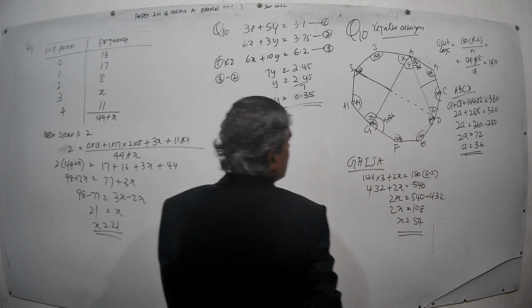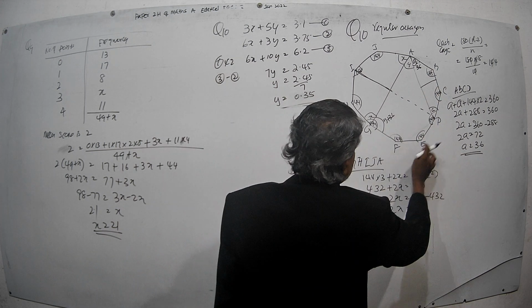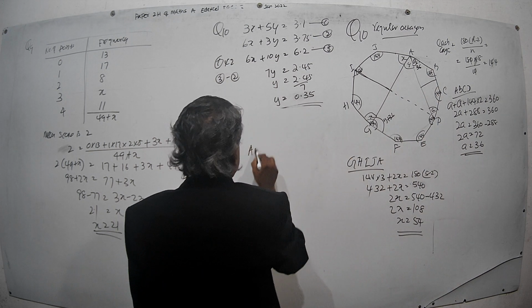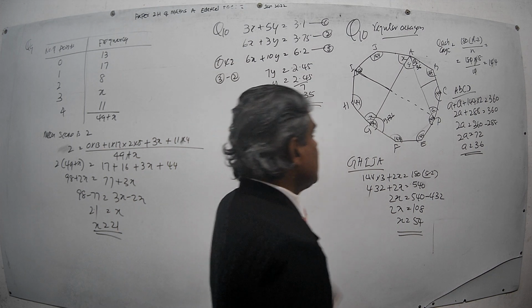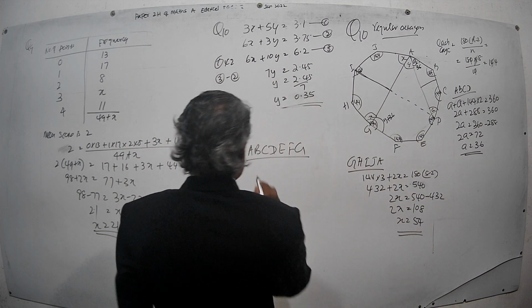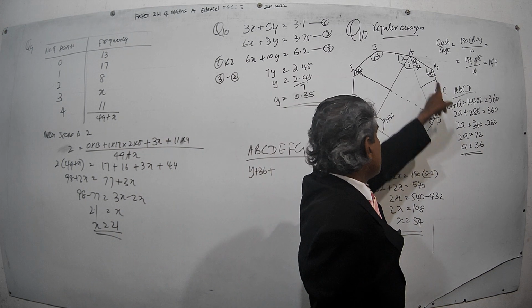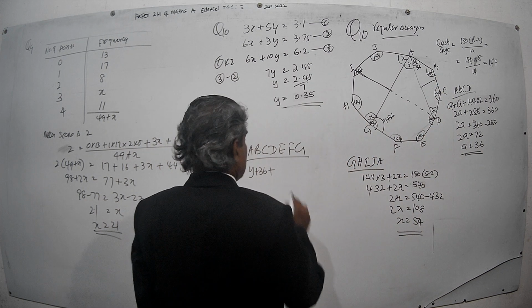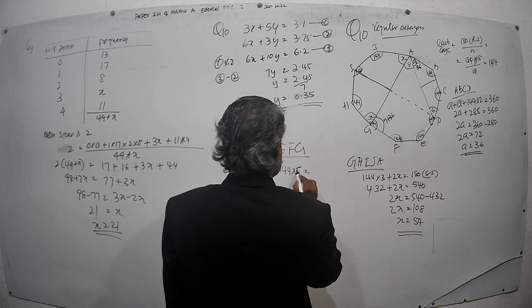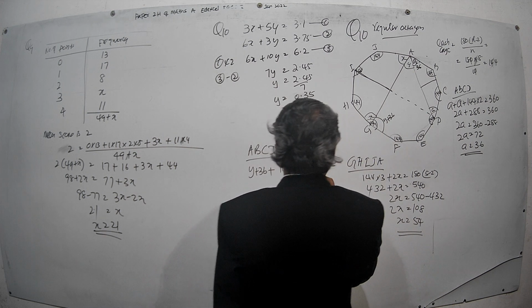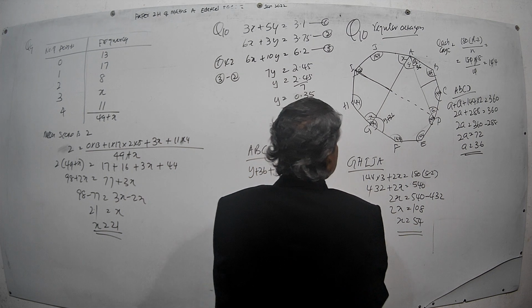Okay, for the other part, we take A, B, C, D, E, F, G. For that part again, here this is y plus 36, plus 144 times 5, plus again y plus 36, equals how much?